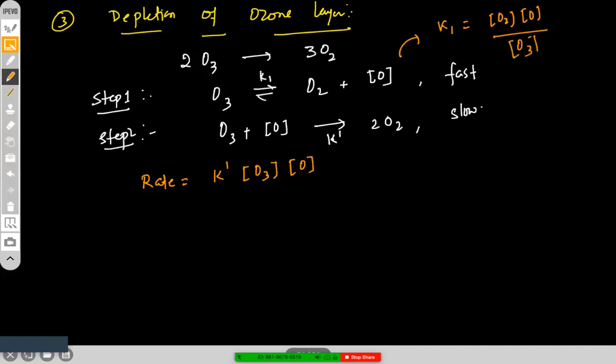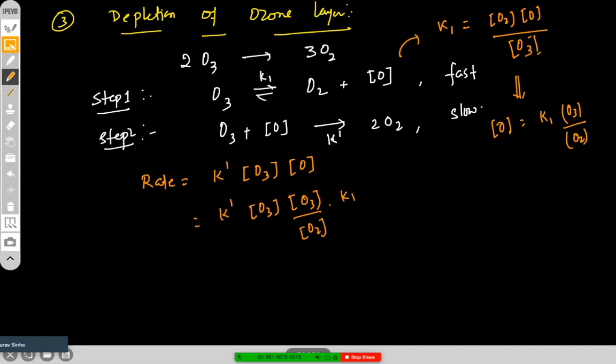So what is O from this? Concentration of O is K1 into O3 by O2. So when you substitute this here, this becomes K dash O3, and O is O3 by O2 into K1. So K1 into K dash, I'll take it as a constant K. Expression becomes O3 square and O2 to the power minus 1. Right, O3 square, O2 to the power minus 1. The overall order of the reaction is 2 plus minus 1, that is 1. Overall order is what? The sum of the powers, 2 plus minus 1, that is 1.